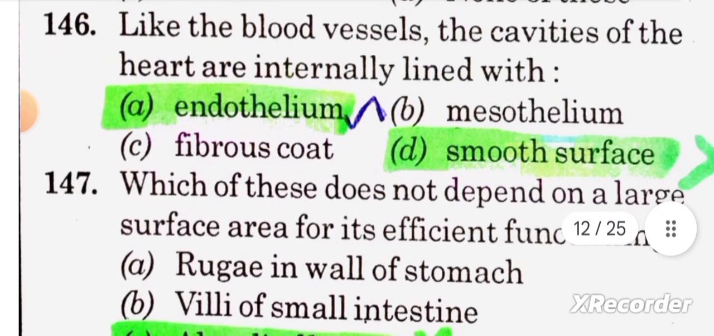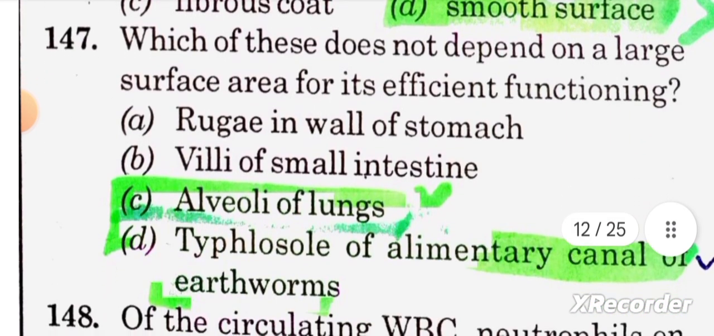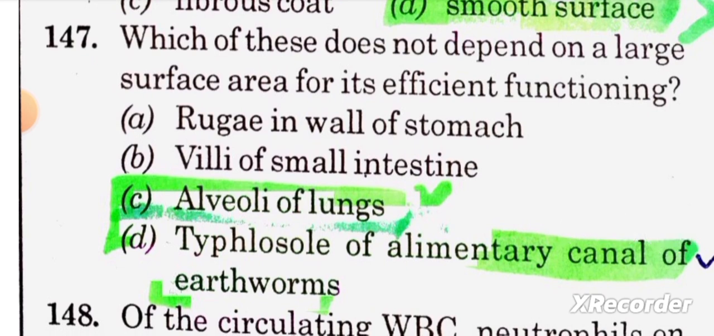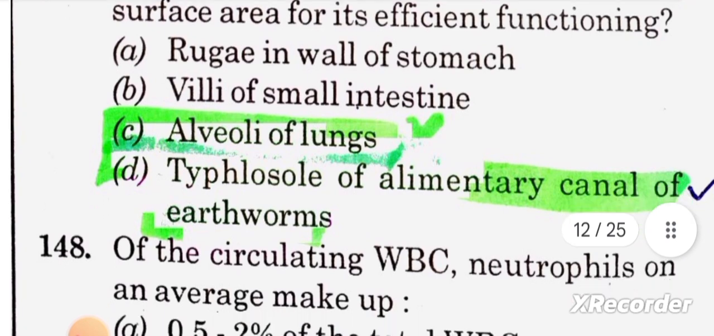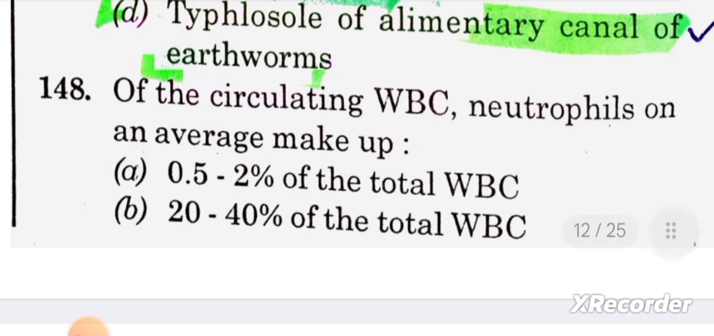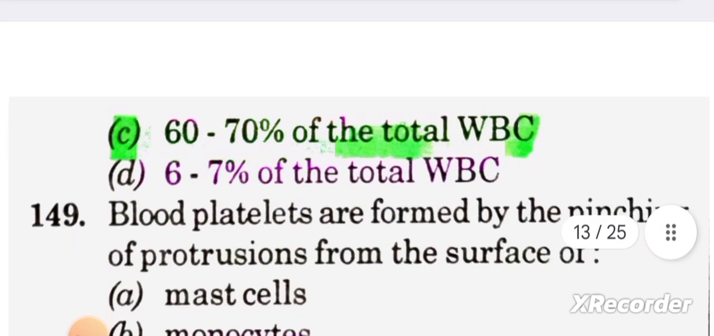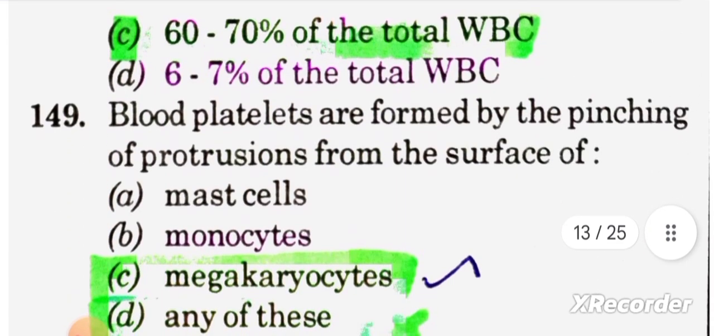146. Like the blood vessels, the cavities of the heart are internally lined with answer A, endothelium. Next, 147. Which of this does not depend on a large surface area for its efficient functioning? Answer D, typhlosole of alimentary canal of earthworms. Next, 148. Of the circulating WBC, neutrophils on an average make up answer C, 60 to 70% of the total WBC.